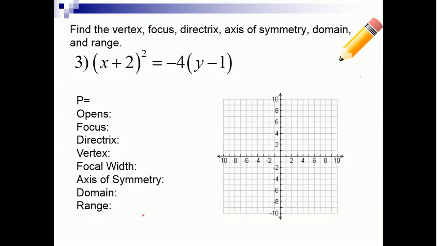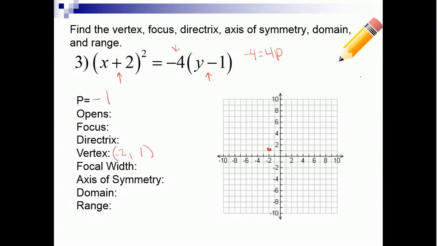So let's first find our p-value. So this is the same thing. I'm going to set negative 4 equal to 4p. So I know my p is going to be negative 1. Now, I need to know where to put the vertex first. So my x value is going to be tied with the x, and my y value is going to be tied with the y. Kind of makes sense, right? So it's going to be opposite on both of these than what you see, though. So I'm going to have a negative 2 there and a positive 1 there. Okay? Not too bad, right? My vertex then, negative 2, 1.